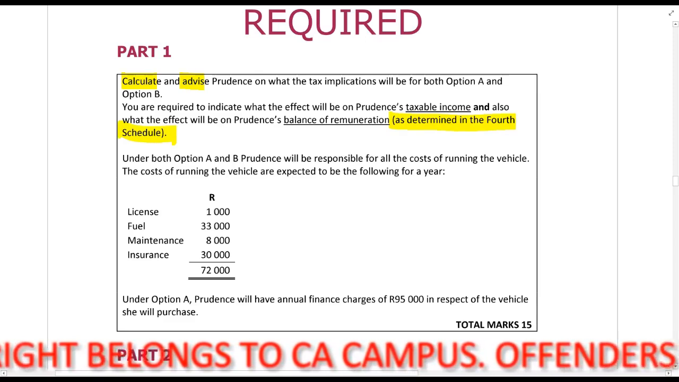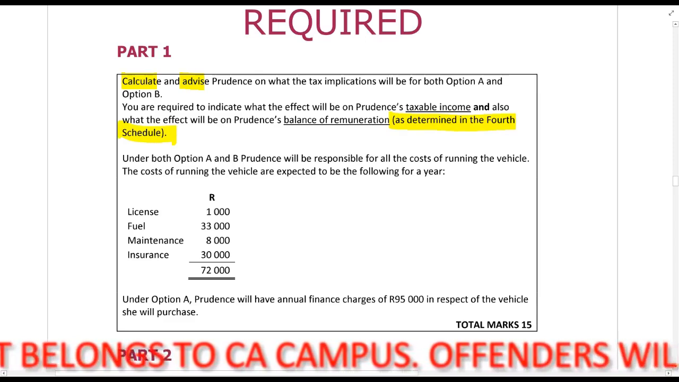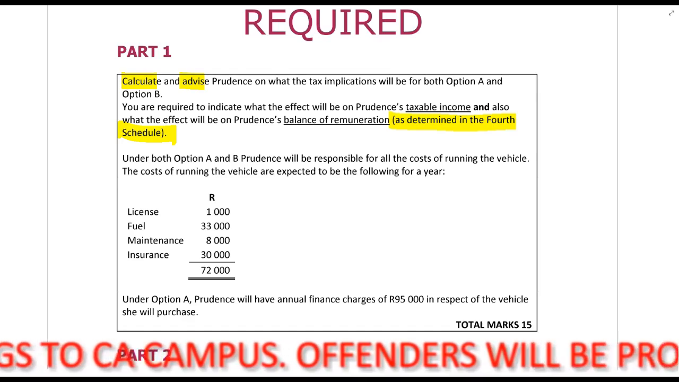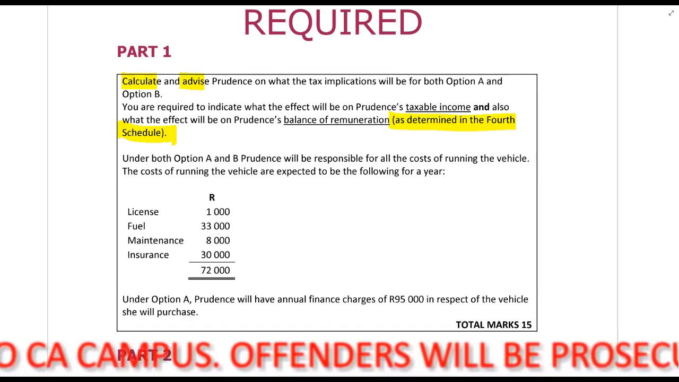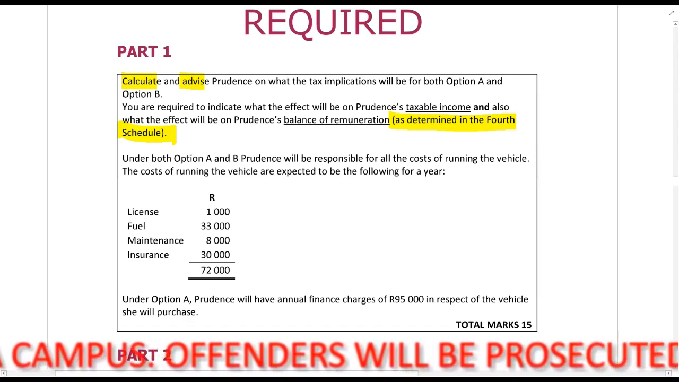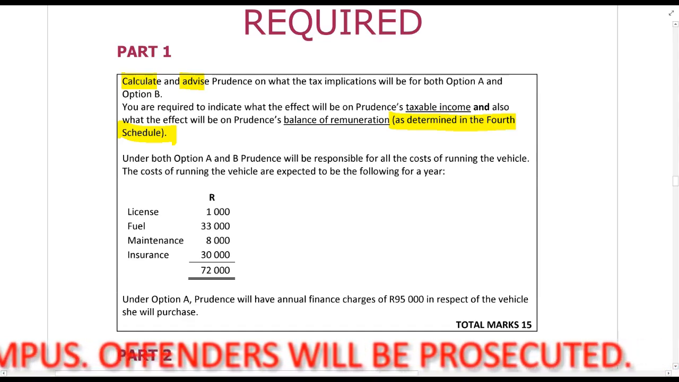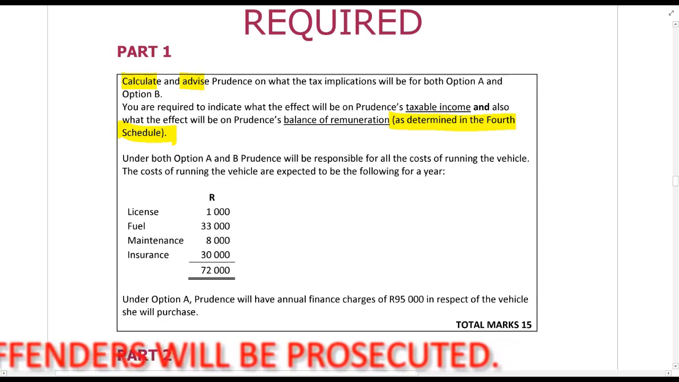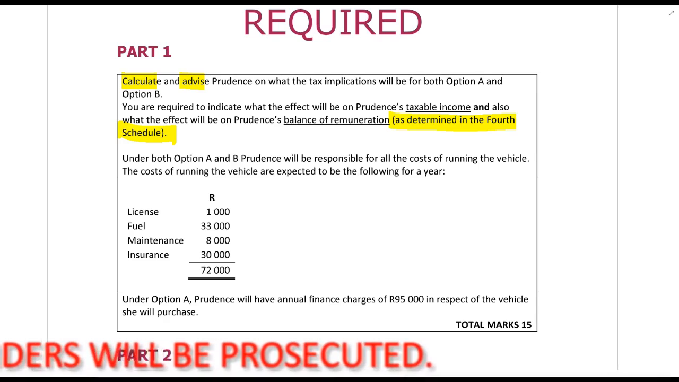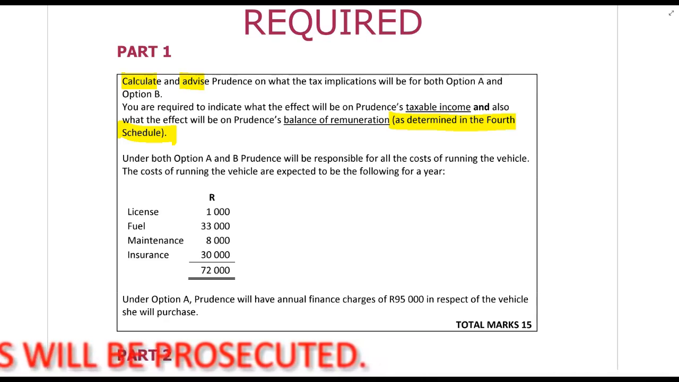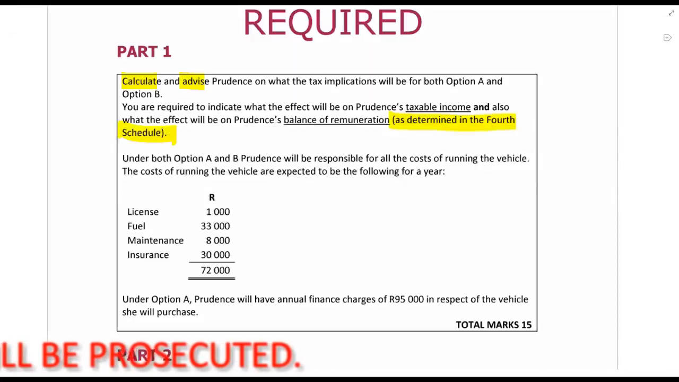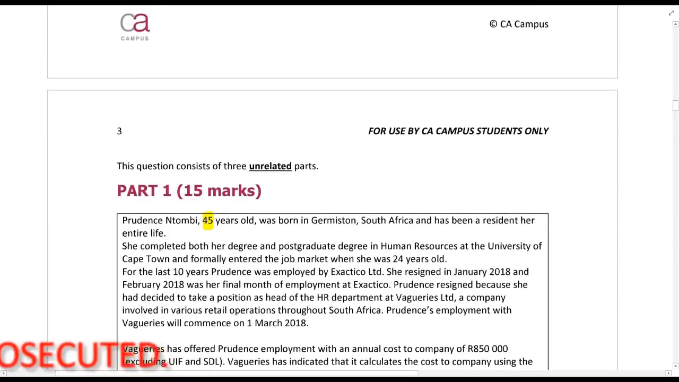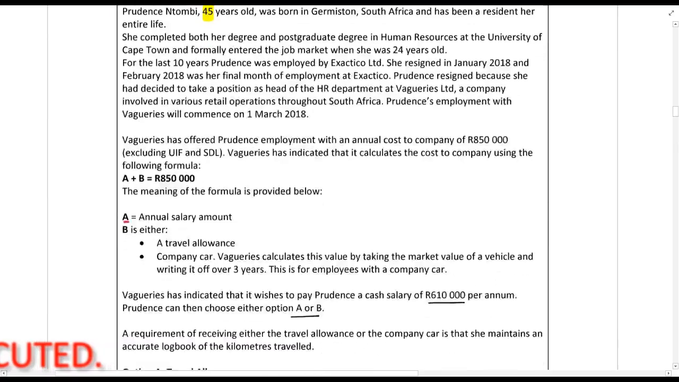Under both option A and B, Prudence will be responsible for all the costs of running the vehicle. The costs of running the vehicle are expected to be the following for a year, like a license, fuel, maintenance, and insurance. Under option A, Prudence will have annual finance charges of 95,000 rands in respect of the vehicle that she will purchase. Okay, so part 1.